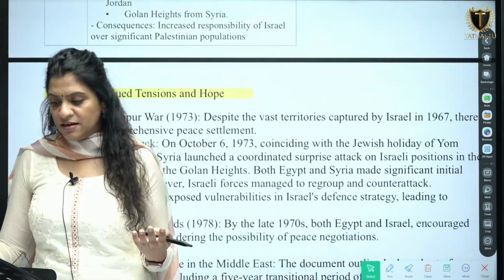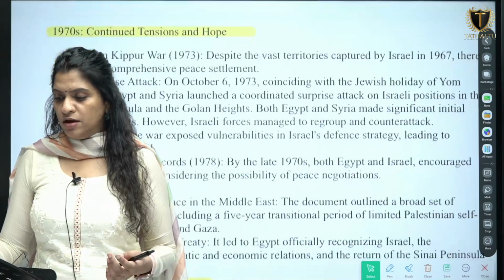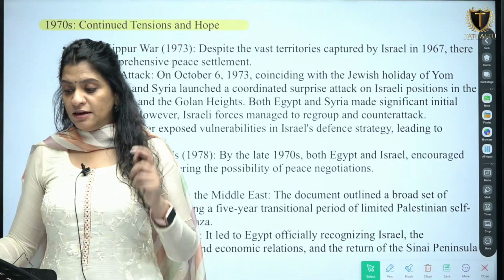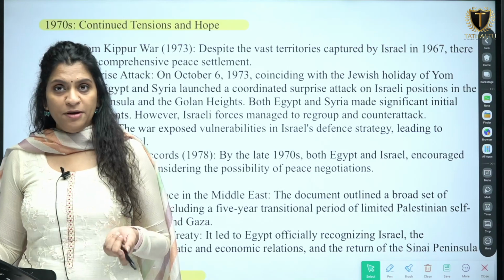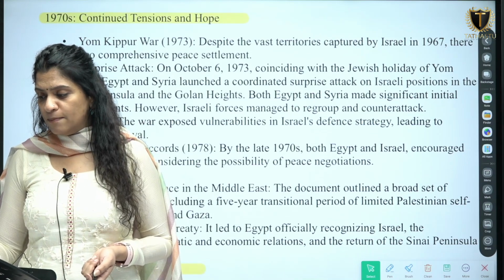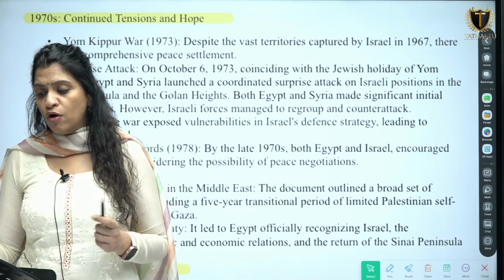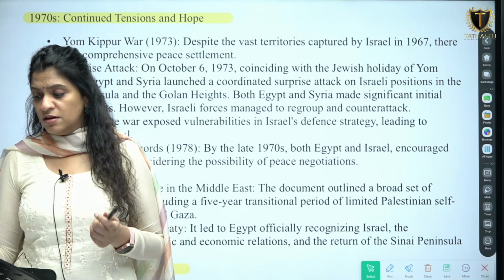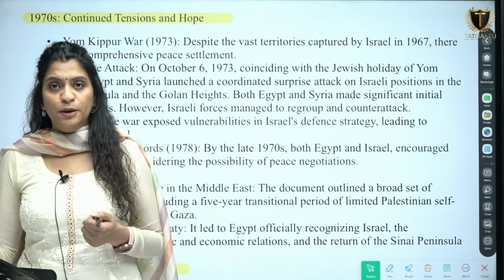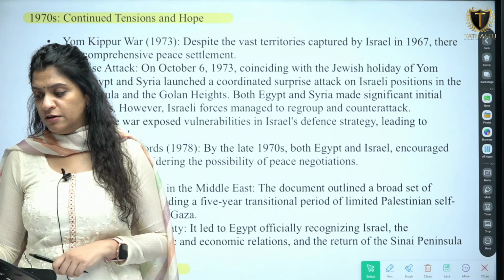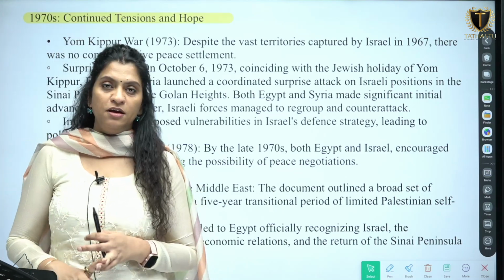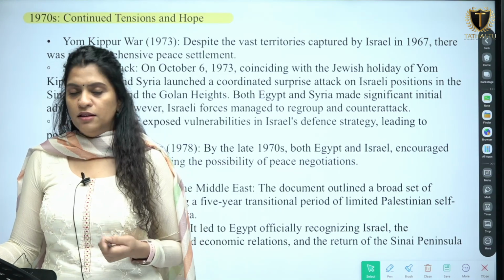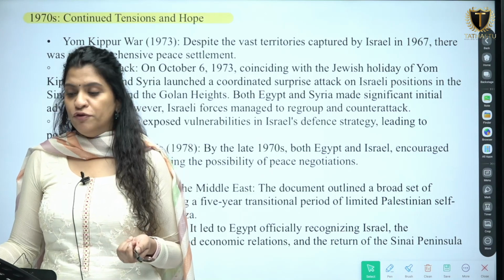Then happens 1967, continued tension and hope. Some of the major events, like the Yom Kippur War, were part of the Israel-Palestine conflict in the 1970s onward. It happened in 1973. Despite the vast territories captured by Israel in 1967, there was no comprehensive peace settlement. Surprise attacks were launched on October 6, 1973, coinciding with the Jewish holiday of Yom Kippur. Egypt and Syria launched a coordinated surprise attack on Israel. मतलब इजराइल पे इजिप्ट और सीरिया दोनों मिल के कोऑर्डिनेटेड अटैक किया. कब? जब जो ज्यूइश थे दे वर मार्किंग द डे हॉलिडे ऑफ योम किप्पुर.